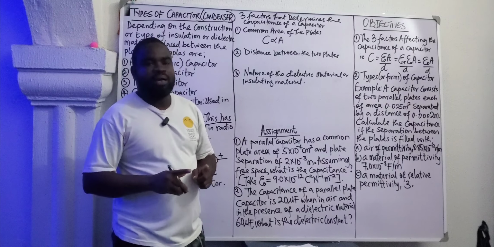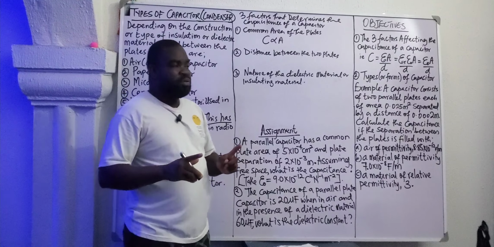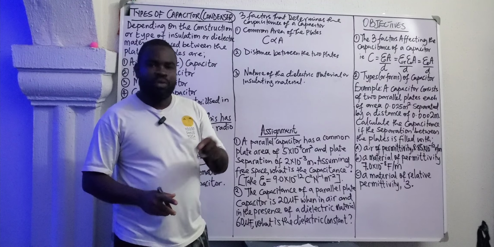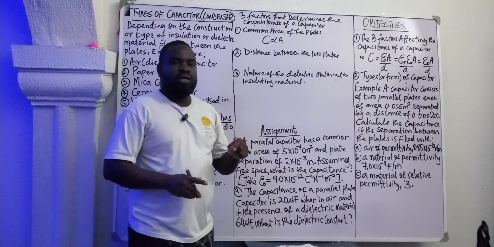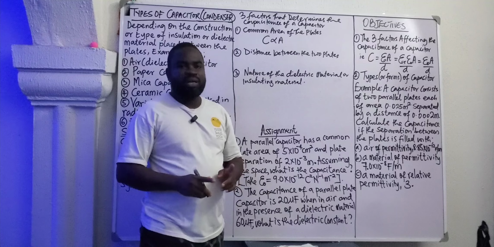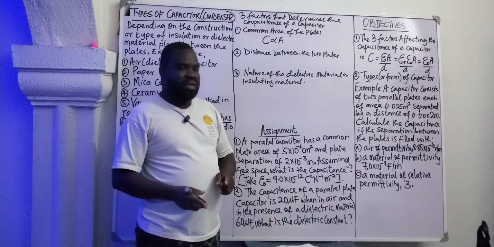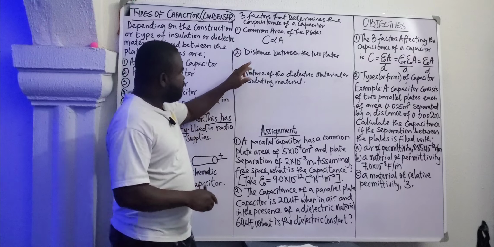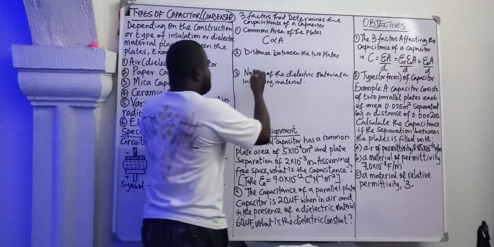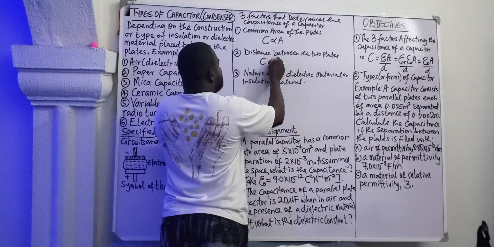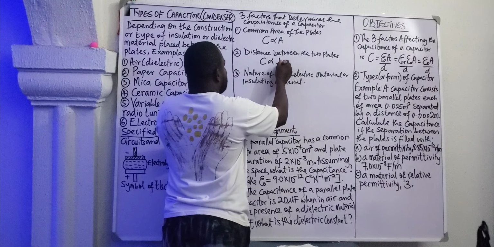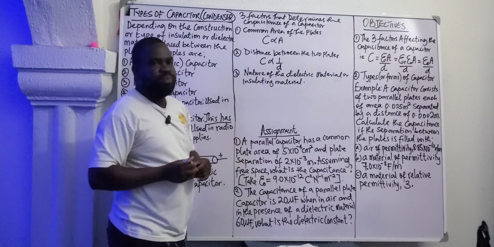Then if the conductors are spherical, you will call it spherical capacitor. Whereas if the conductors are cylindrical, you will call it cylindrical capacitor. Remember. Then we say for the distance of separation, the capacitance is inversely proportional to the distance between the two plates.